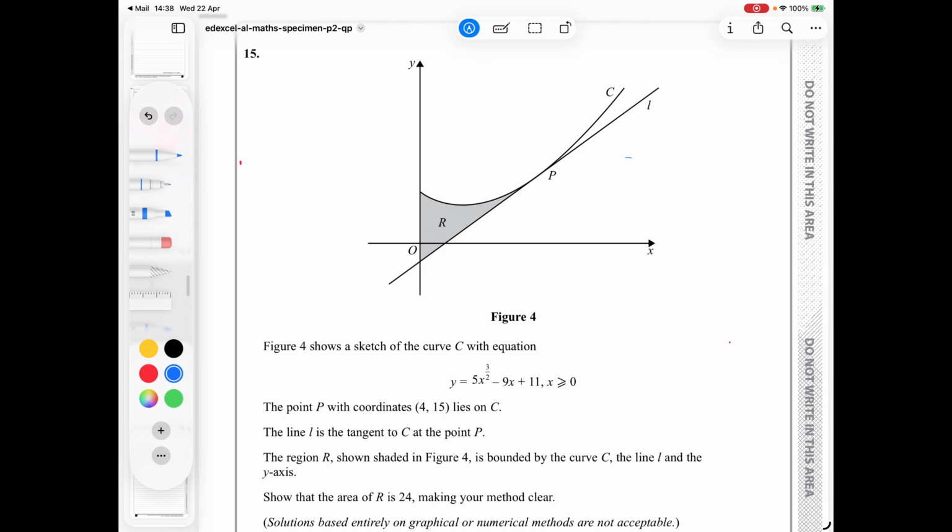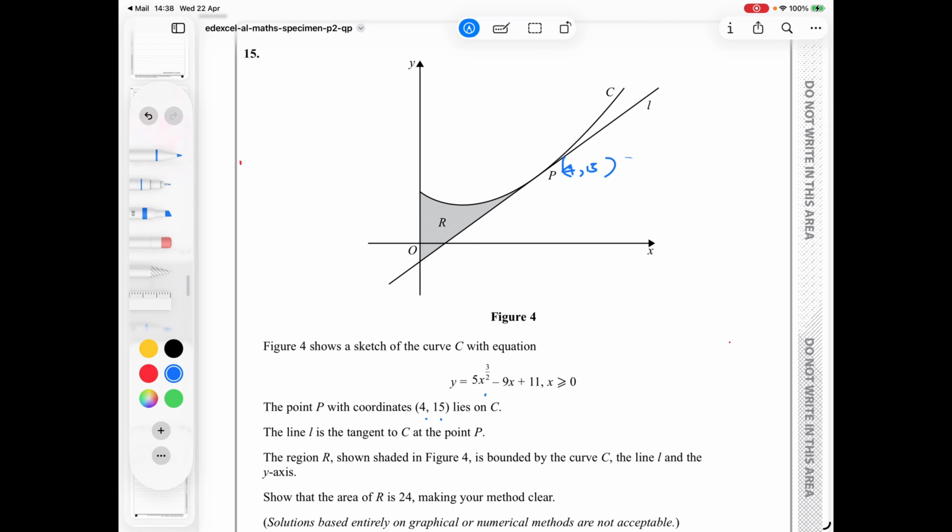Right, I'm doing question 15 on a specimen paper for Edexcel A-level, and this looks as though it's going to be something to do with integration. But first, we know that curve C has this equation, and the point P is at (4, 15) and lies on C. Line L is a tangent to C at that point. We do actually have to find the area of R.